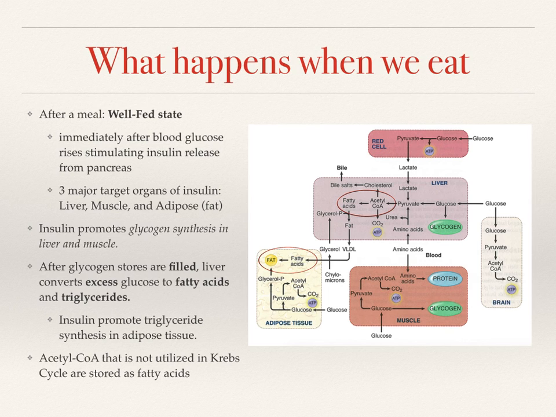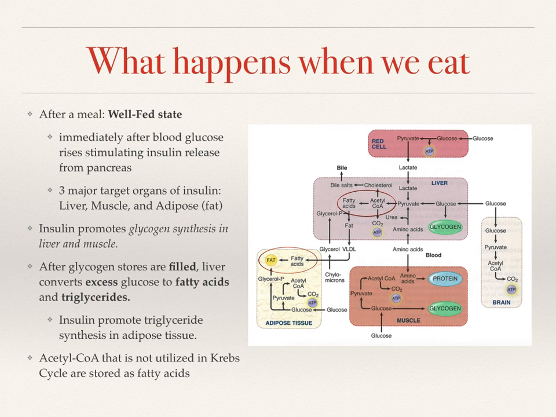Insulin promotes glycogen synthesis in the liver and the muscle. We can think about glycogen as the storage of the sugar molecules, sort of a relatively and readily available source of sugar in our body. After glycogen stores are filled, the liver converts extra glucose to fatty acids and triglycerides. So let's read that again one more time.